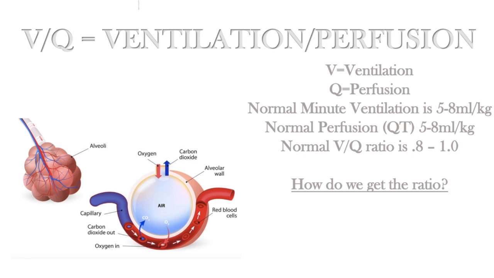VQ ratio is the amount of air that reaches your alveoli divided by the amount of blood flow in the capillaries in your lungs. The V stands for ventilation and the Q stands for perfusion. Normal perfusion is 5 to 8 milliliters per kilogram. Normal VQ ratio is 0.8 to 1.0. Normal minute ventilation is 5 to 8 milliliters per kilogram, and normal cardiac output is 5 to 8 liters per minute. So how do we get the ratio? By dividing minute ventilation by the cardiac output.